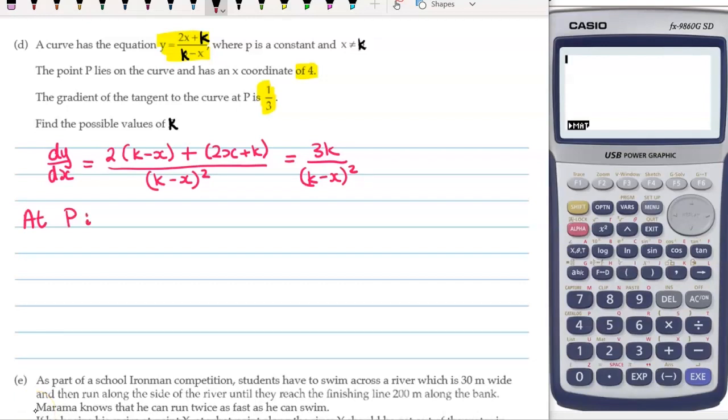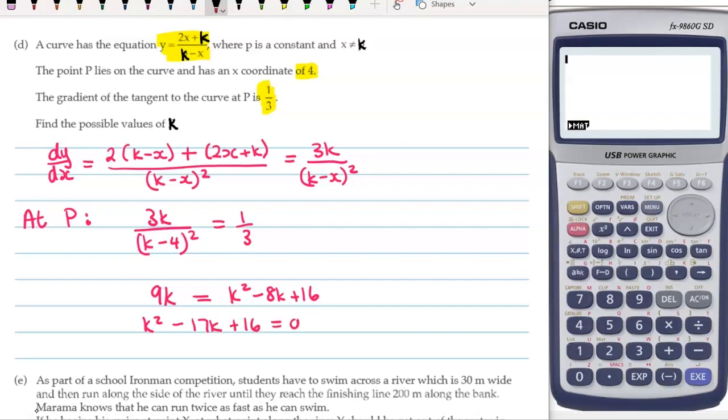Then we know at p, x is equal to 4 and the gradient is equal to 1/3. So 3k over k minus 4, substituting in for the x, is equal to 1/3. So 9k is k minus 4 squared. So let's multiply that out. We've got k squared minus 8k plus 16. k squared minus 17k plus 16 equals 0.